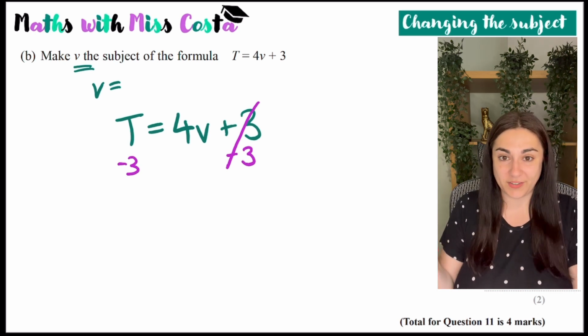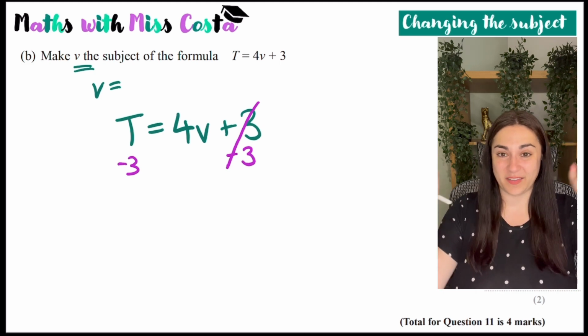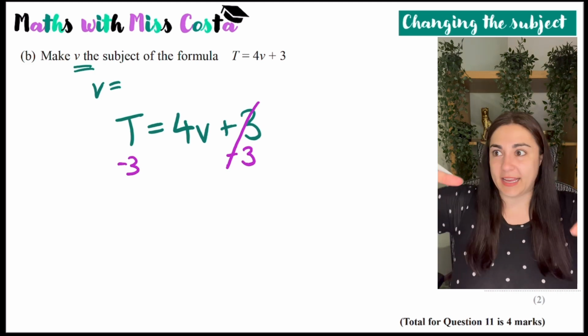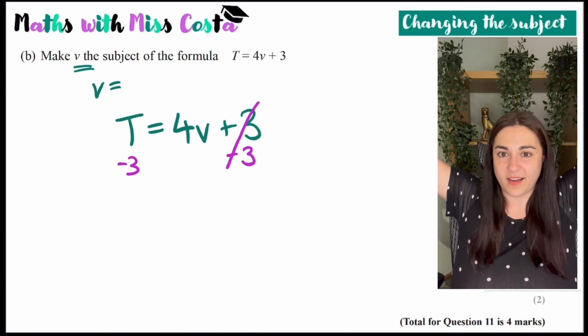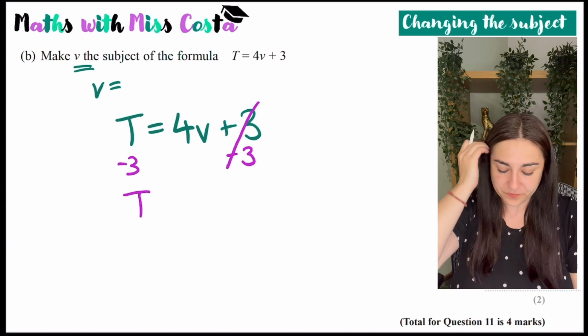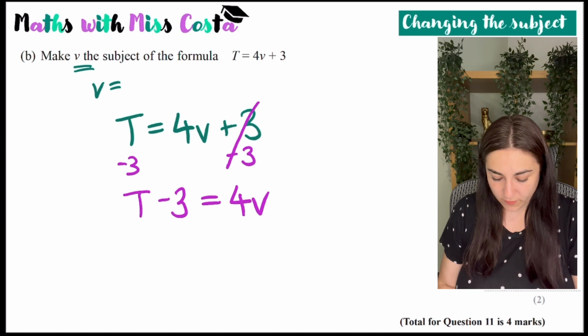But because equations have to be balanced, whatever you do to one side, you have to do to the other. You can think of them as scales. Like if you take a weight off one part of the scale, you have to take the same amount off the other, otherwise the scales will tip. So therefore t minus 3 must be equal to 4v.